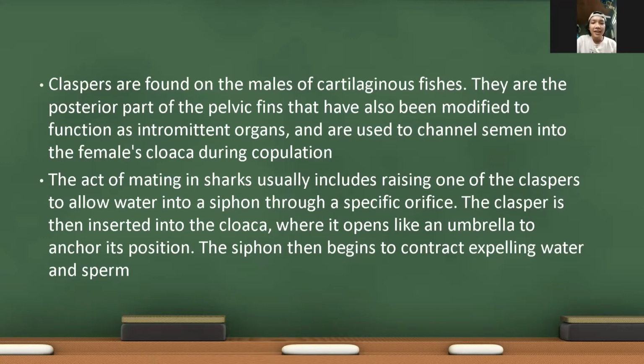The act of mating in sharks usually includes raising one of the claspers to allow water to enter a siphon through a specific orifice. The clasper is then inserted into the cloaca where it opens like an umbrella to anchor its position. This siphon then begins expelling water and sperm.